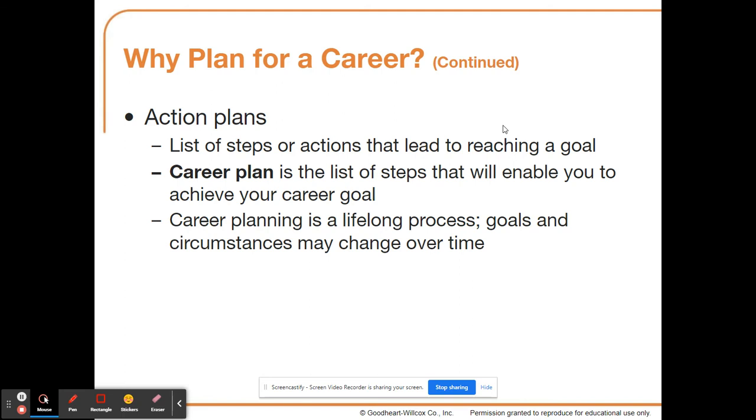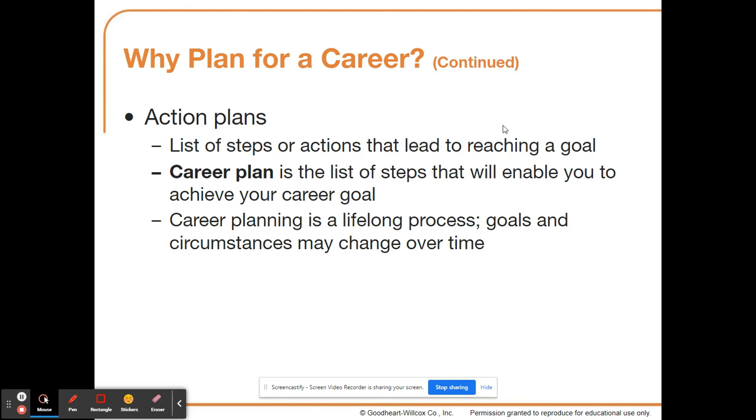You could have a career plan, and that's the steps that will enable you to achieve your career goal. Maybe if you want to major in business, it's to get into a 4 year college to major in business and then ultimately move on to get your MBA, which is a master's in business administration. So you can ultimately move up into a supervisory level.